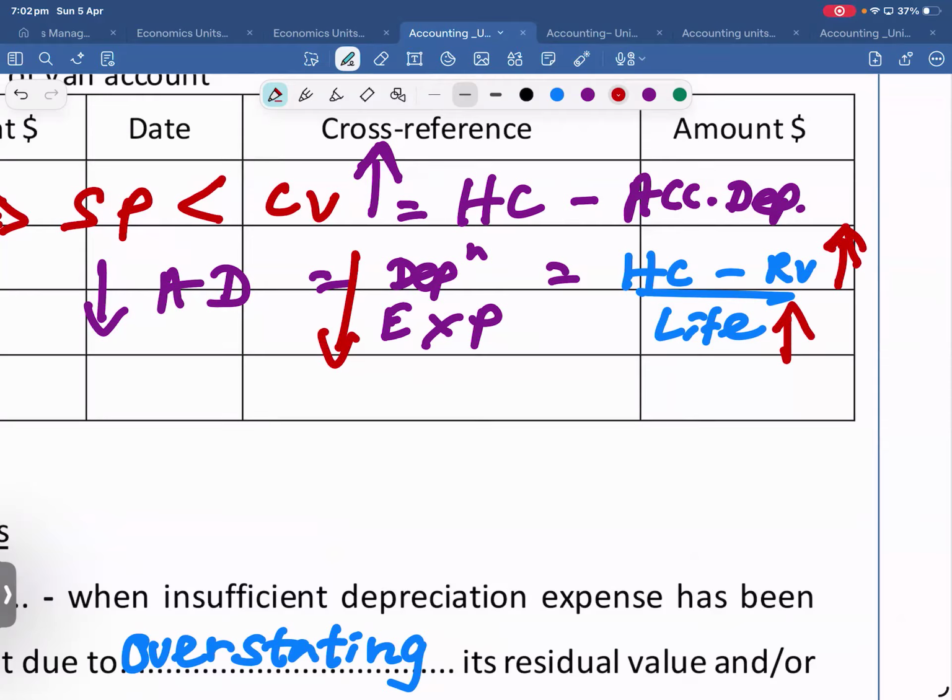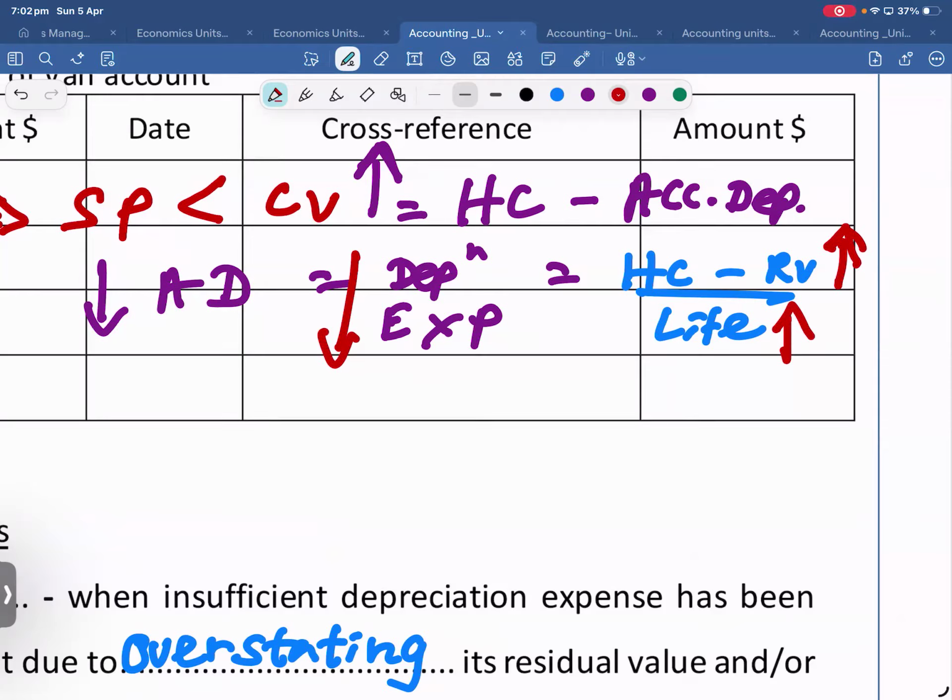Otherwise, you don't have to go that far to figure out the under depreciation. Why? Because we know, guys, right? Our carrying value would have been higher to get a loss. So why is the carrying value higher? Because our depreciation is lower, meaning we have under depreciated.